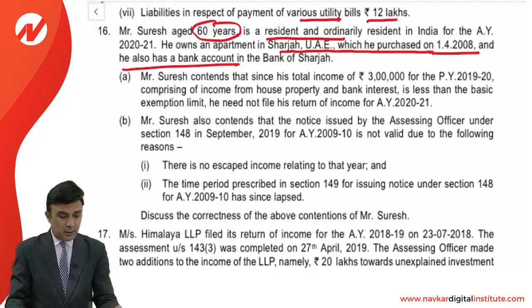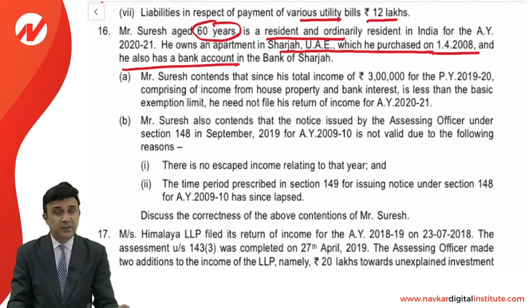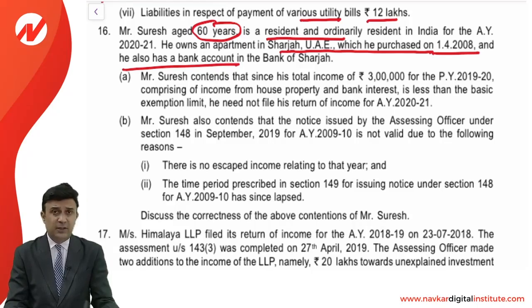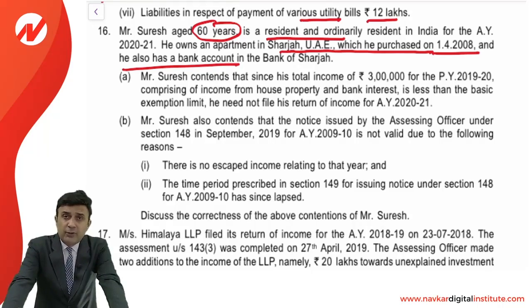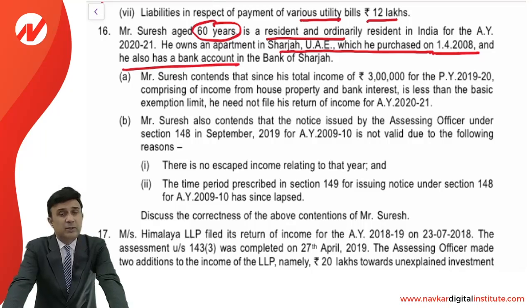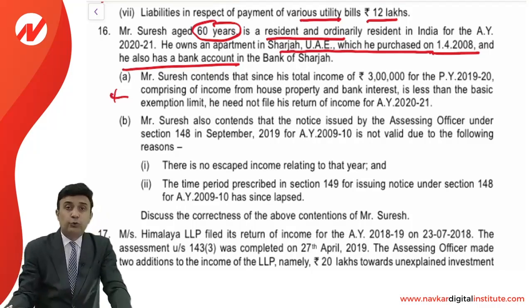Regarding the first issue, Suresh has income of 3 lakh rupees. Now as he has 3 lakh rupees, which is definitely applicable to a resident senior citizen, it doesn't exceed the basic exemption limit, agreed. But if you are a beneficial owner of any property outside India under 139(1), even if your income doesn't exceed the basic exemption limit, you are under an obligation to file the return. So Suresh has to file the return, even if his income is below the basic exemption limit. This is one. So the argument of Suresh is not tenable.